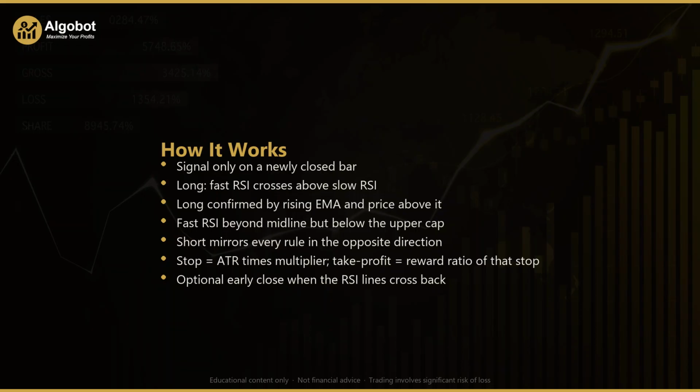There's also an optional feature called exit on opposite cross. When it's switched on, and the two RSI lines cross back the other way while a trade is open, the position is closed early because the momentum thesis that opened it has now flipped. When it's switched off, the trade simply runs to its stop or its target.